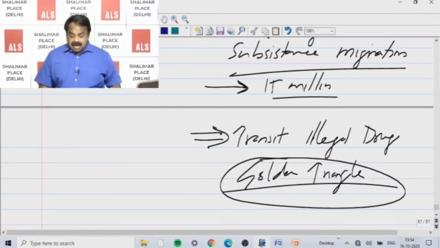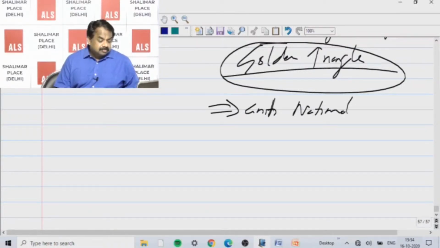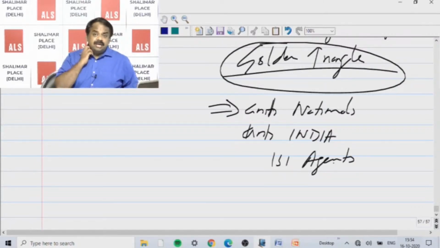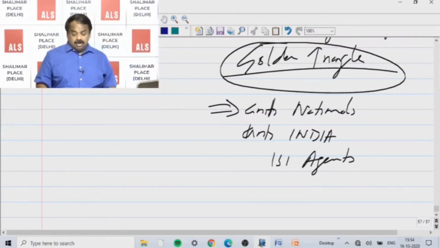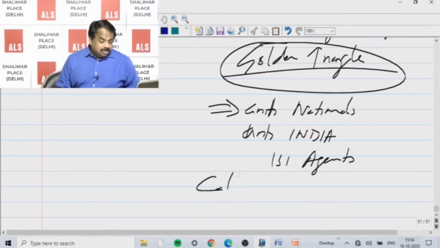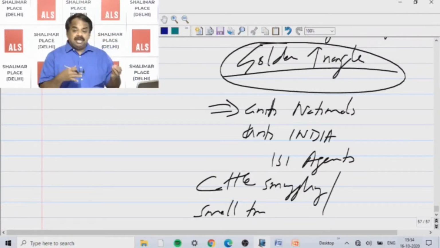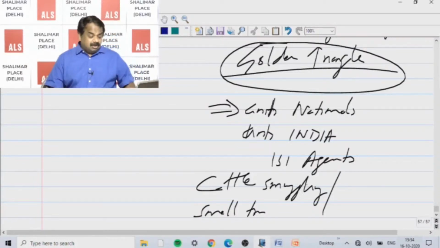It's a transit point. And because of the open border, it's also a transit point for anti-national, anti-India activities, ISI agents. It is very easy to enter India from Bangladesh, because the border is not exactly open, but very difficult to control. Then also there is space for cattle smuggling. Then small-time smugglers buy 50 kilo, 70 kilo items from India and carry them to Bangladesh on a cycle and so on. Small-time smuggling.